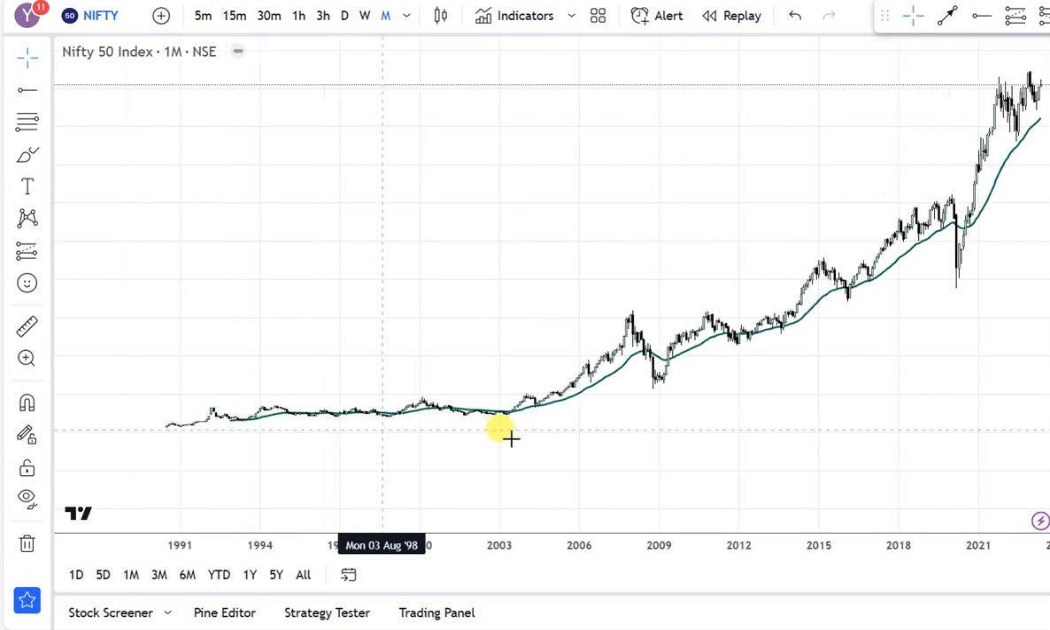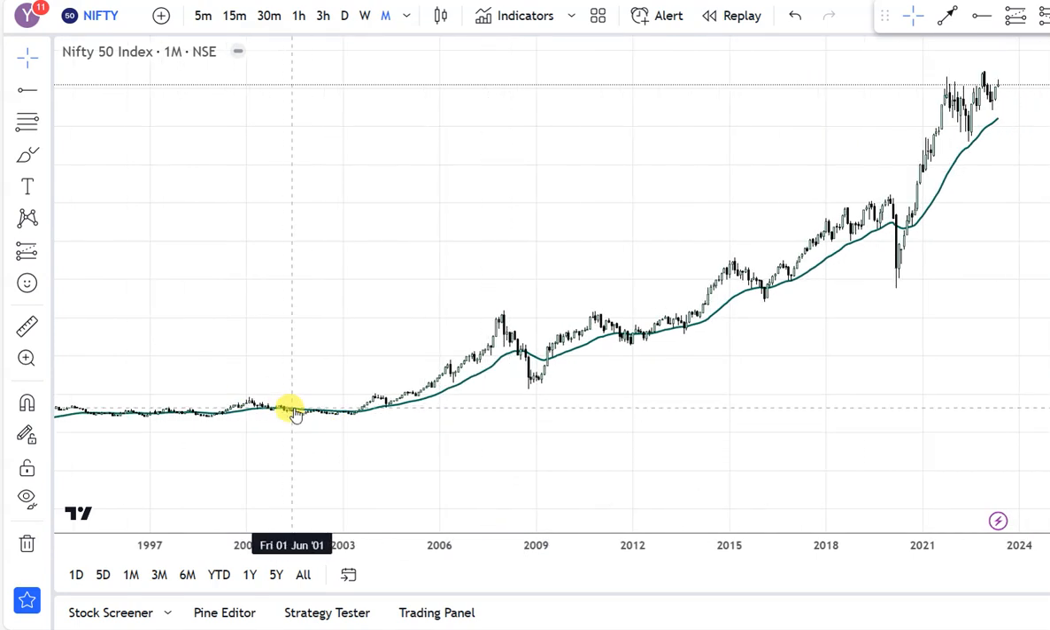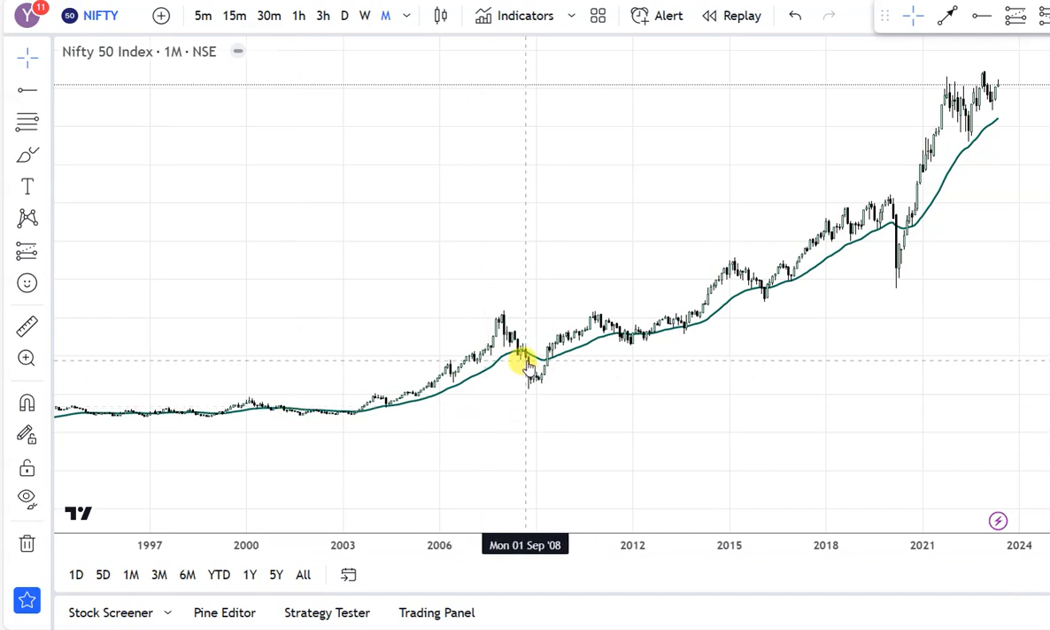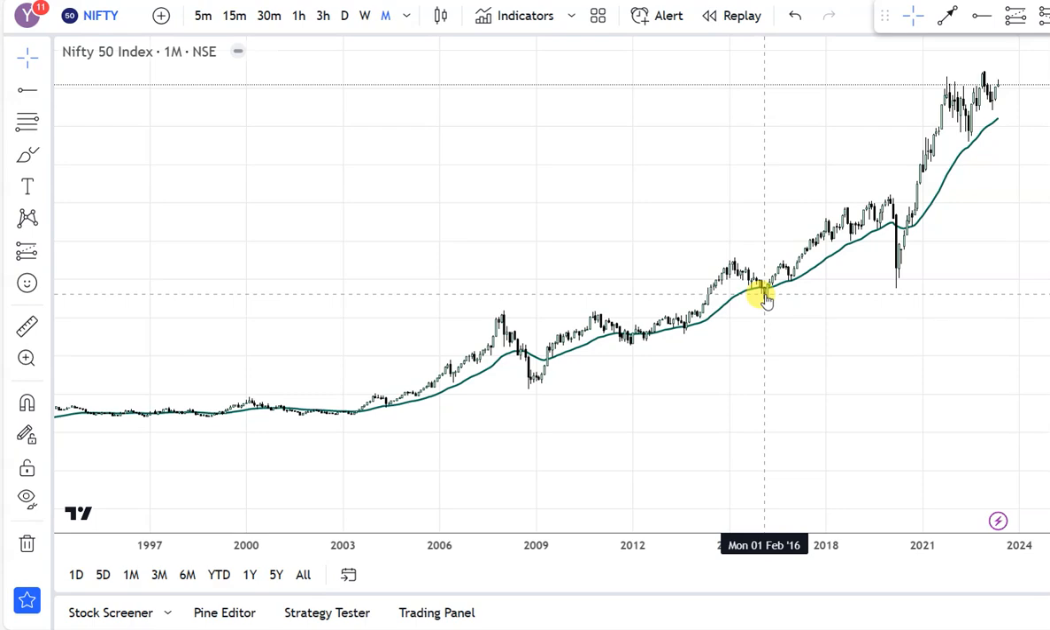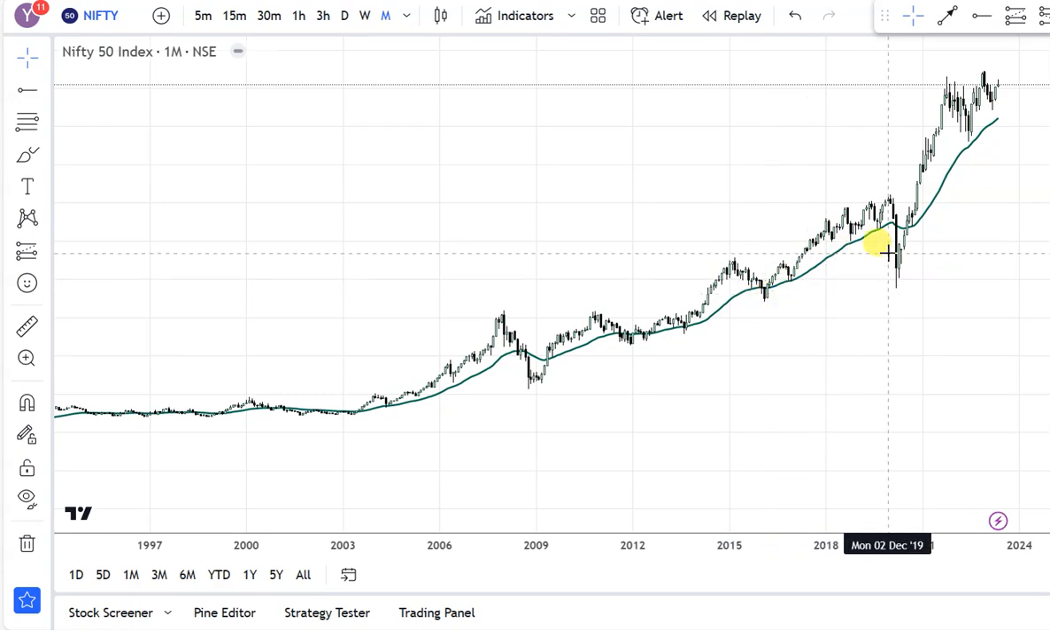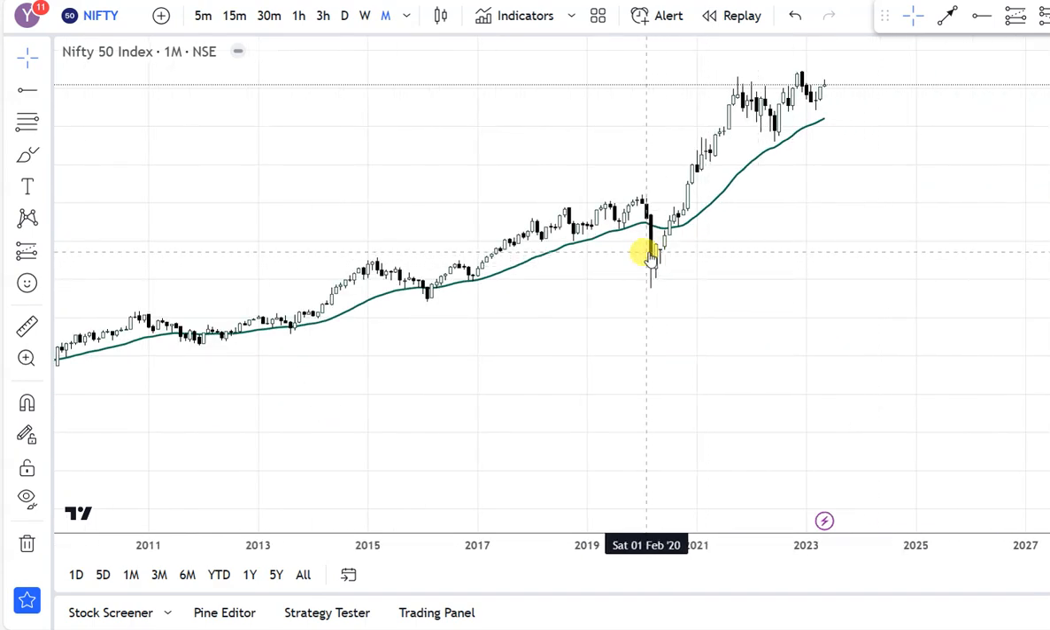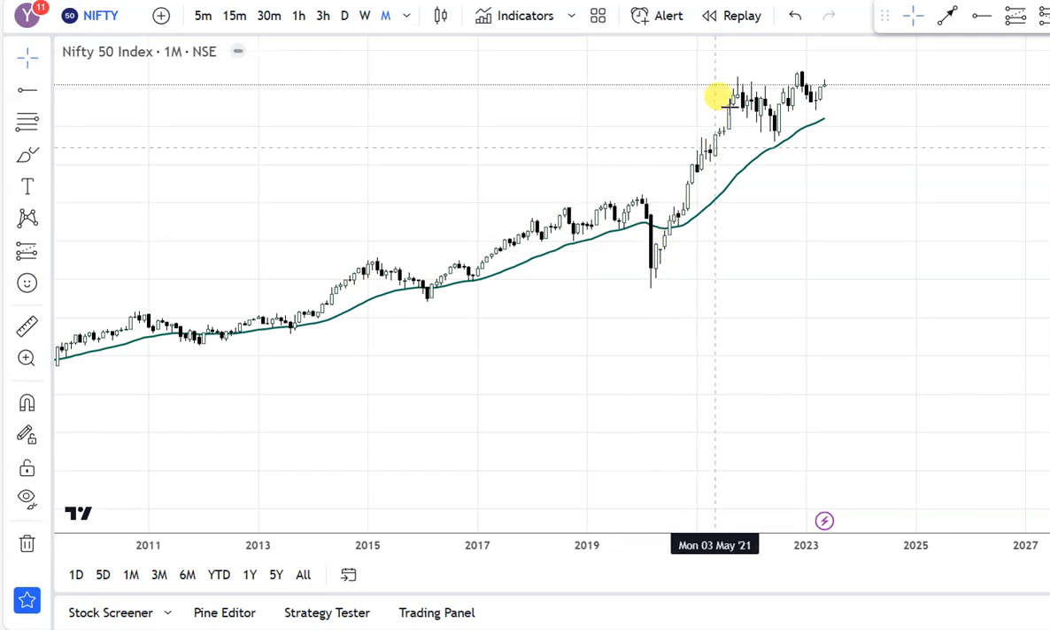See in the history. Okay. So forget about this, this is too far, January 2000. This is 2001. Look at 2008, 5 months it was down. In 2011, 5 months it was down. In 2016, 1 month only down. And in the COVID situation, one, two, three, four, fifth month up.